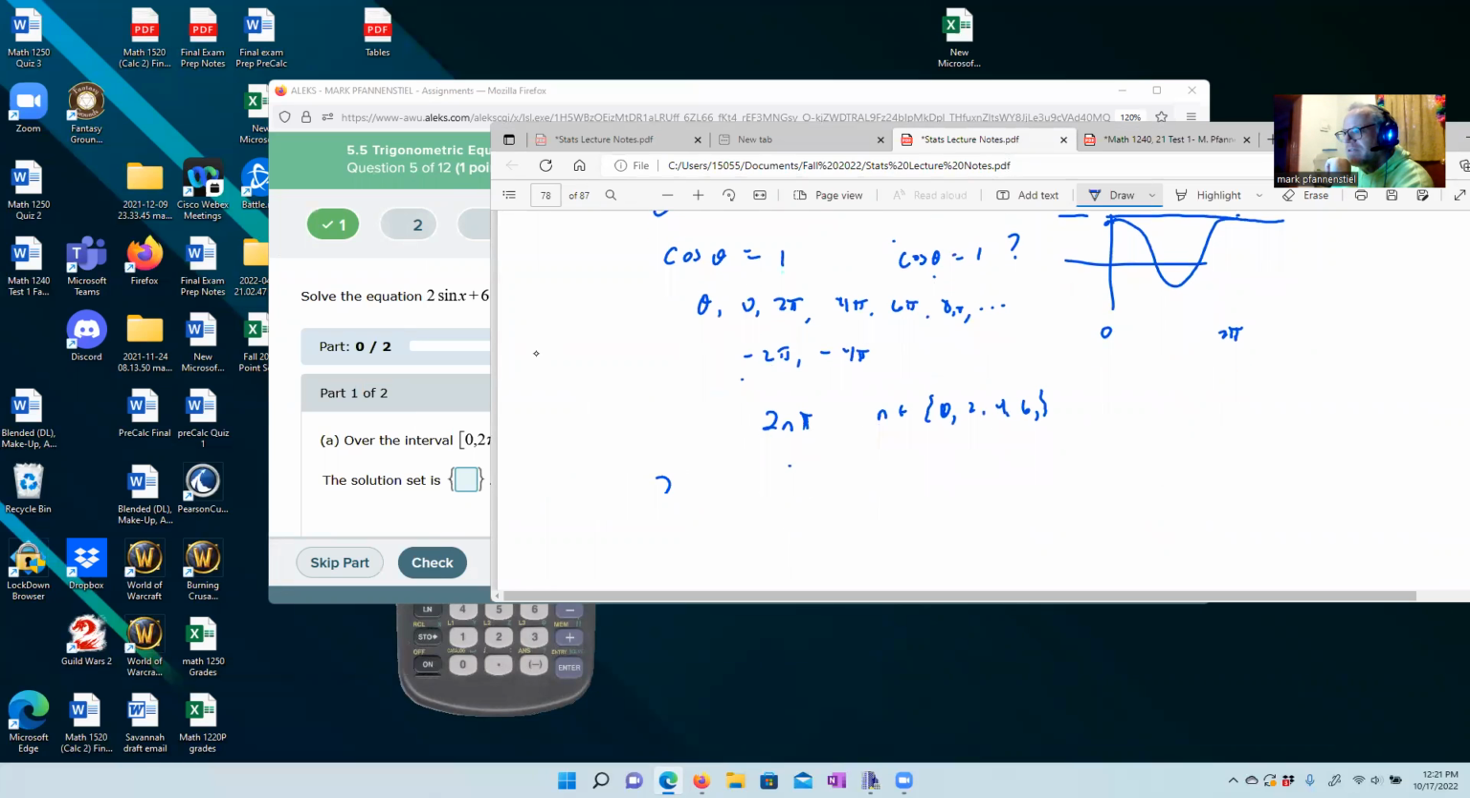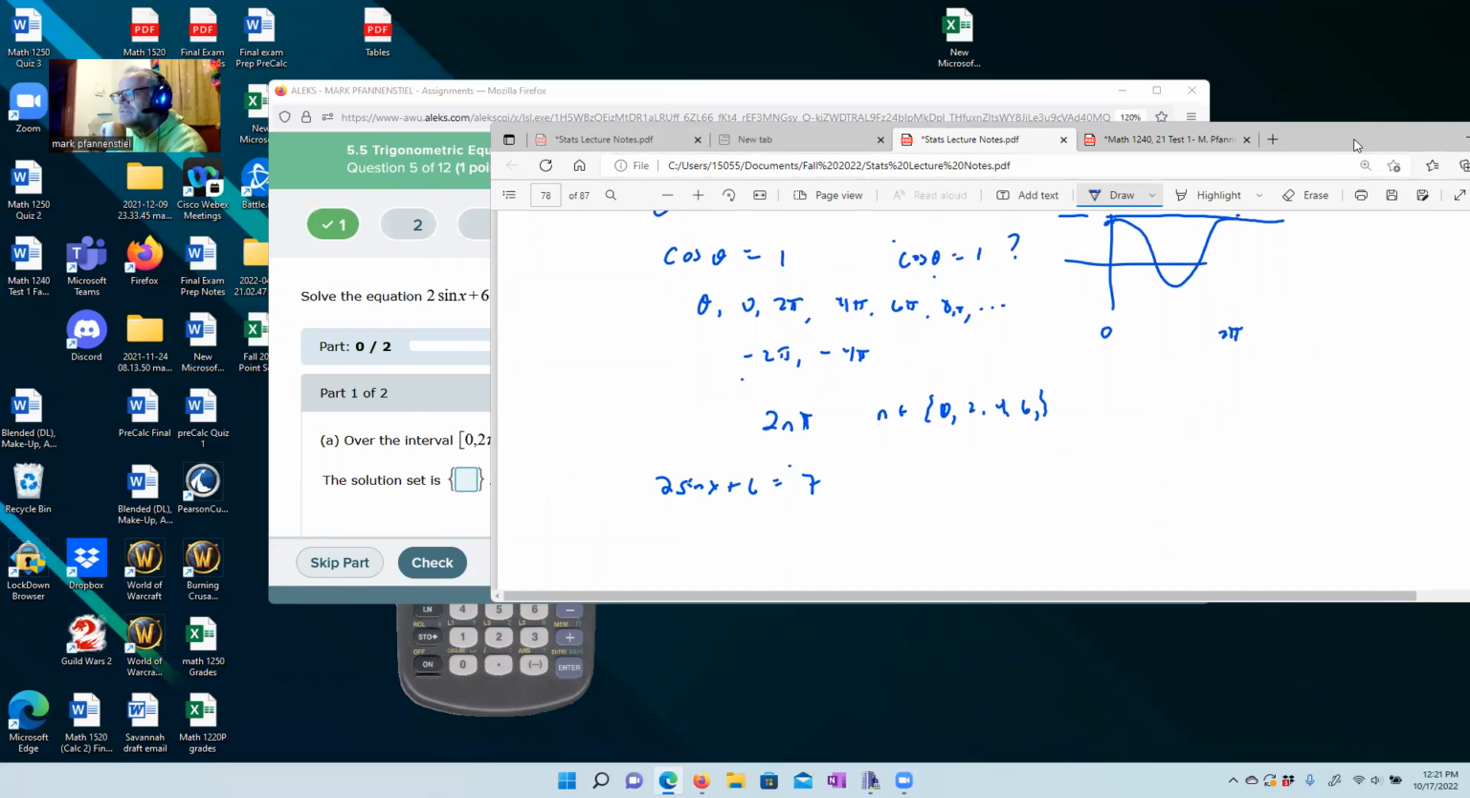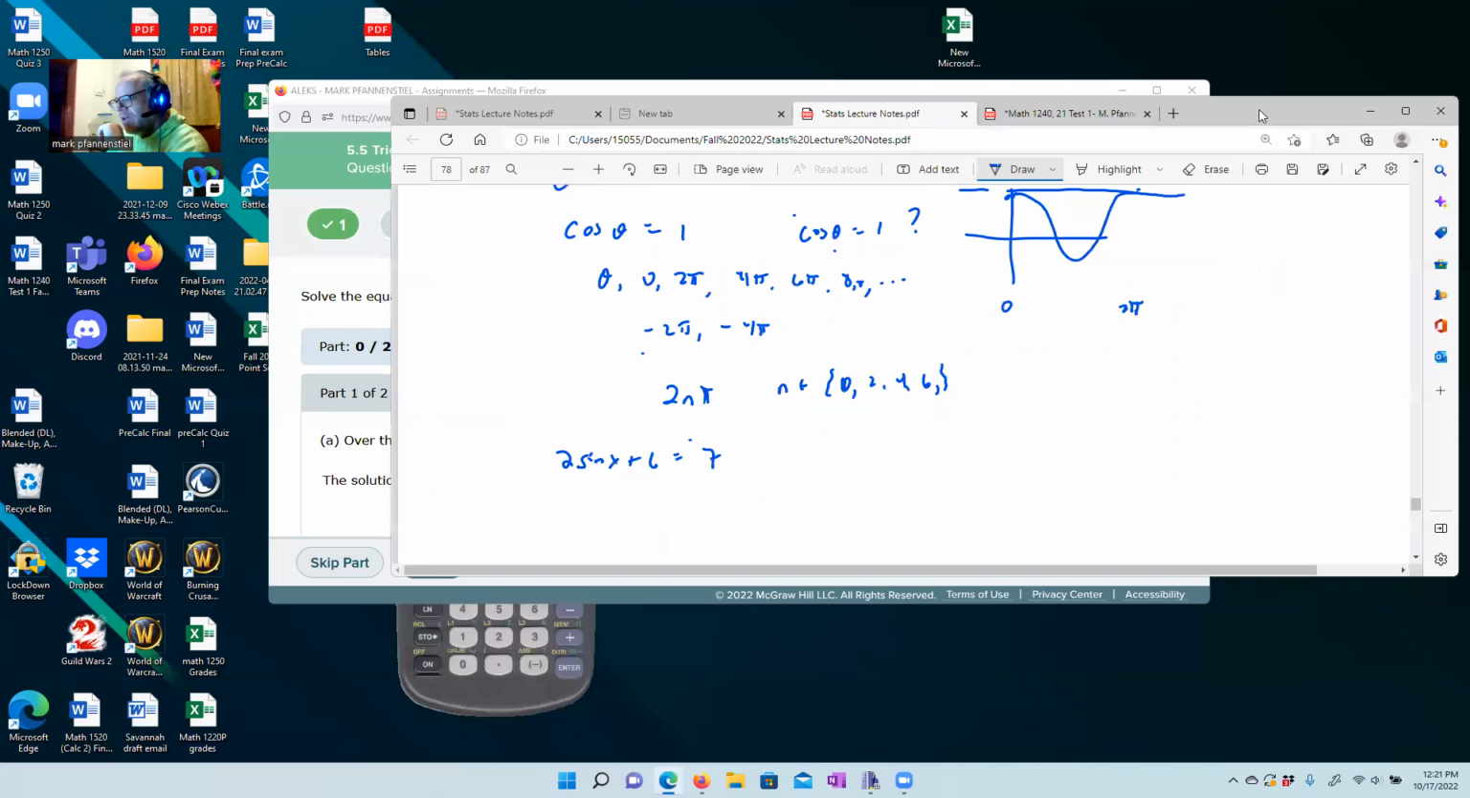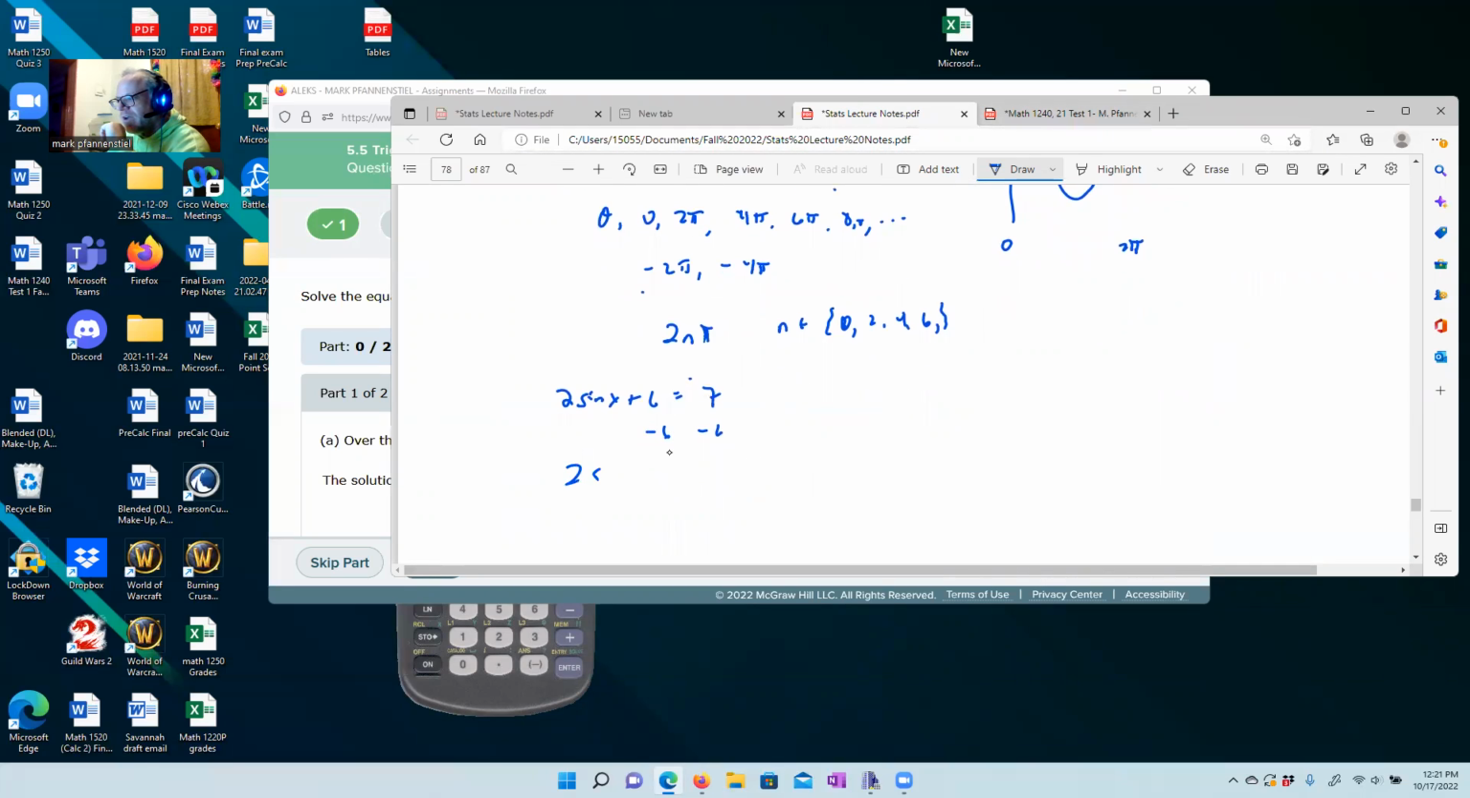So we have 2 sine x plus 6 is equal to 7. How do we solve this? We're just going to treat this like an algebraic equation until we have to go backwards. So subtract 6 from each side: 2 sine x is equal to 7 minus 6, which is 1. Then divide both sides by 2, and we get sine x is equal to 1/2.